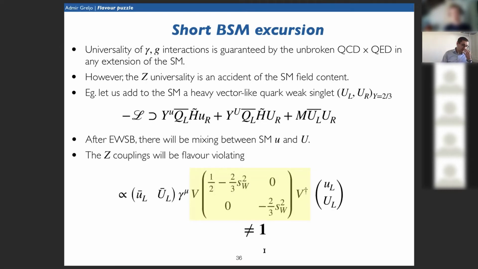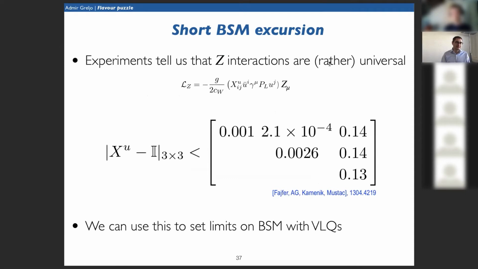What does this mean for the Z coupling? Well, when you write down the matrix for the Z coupling, you will see that it's not proportional to 1 because you start with different representations. And then when you do the flavor rotation, it will not stay 1. You will have flavor violation. So the fact that in experiment we see that the interactions are rather universal to a good degree means we can constrain such beyond the standard model scenarios. We can put stringent limits on vector-like quarks. For example, the 1,2 element in this matrix is constrained by D meson mixing, for instance. And therefore, it's very stringent, to be less than 10 to the minus 4.